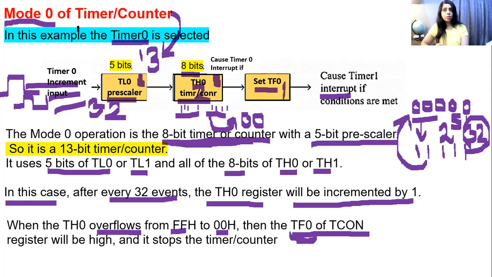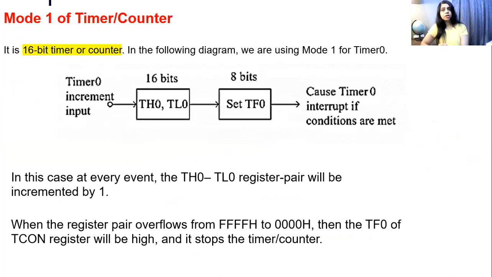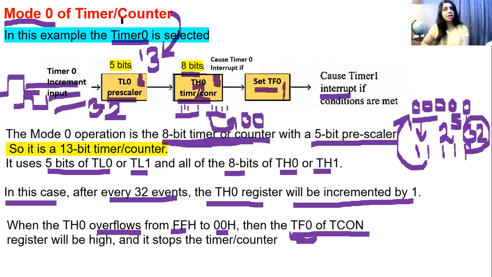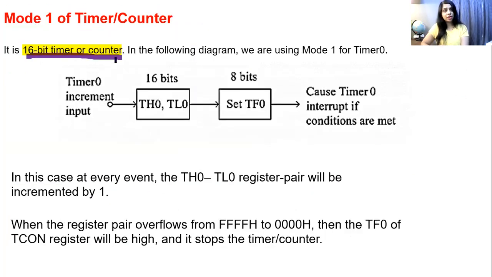So that was all about mode 0. Now what is mode 1? It is a 16-bit timer counter mode. So what was mode 0? Mode 0 was the 13-bit timer counter mode, in which there was an 8-bit timer counter and a 5-bit prescaler. But here it is completely a 16-bit timer counter.